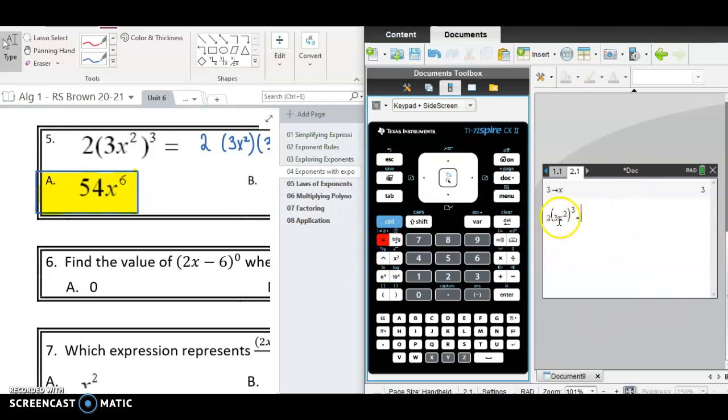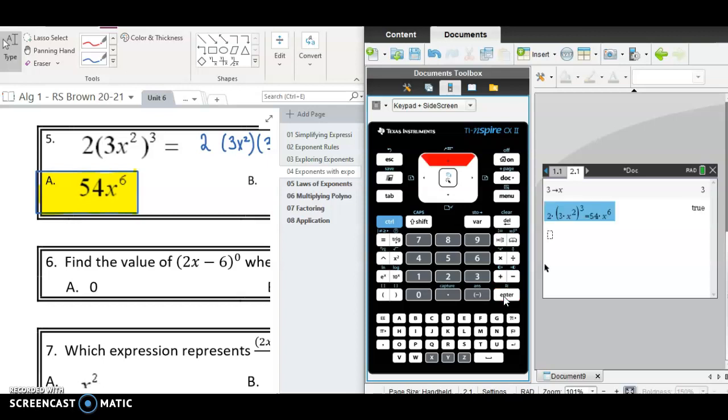I want you to notice, too, that this x is bolded, and you want that. If it's not bolded, there's something wrong, okay? You haven't given your variable a value. We want to set it equal to our answer. We said 54x, again the x is bolded, raised to the 6th power, okay? Then we're going to hit enter. And it's going to say true. It better say true. If not, we've done something wrong.